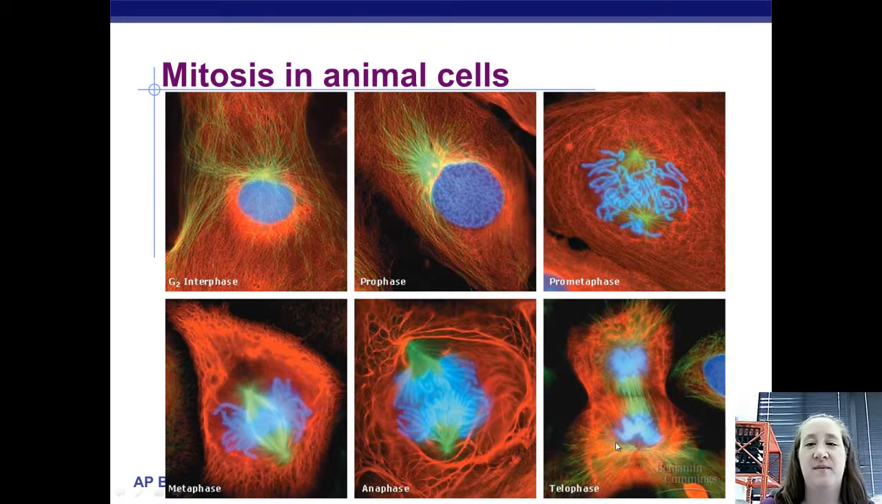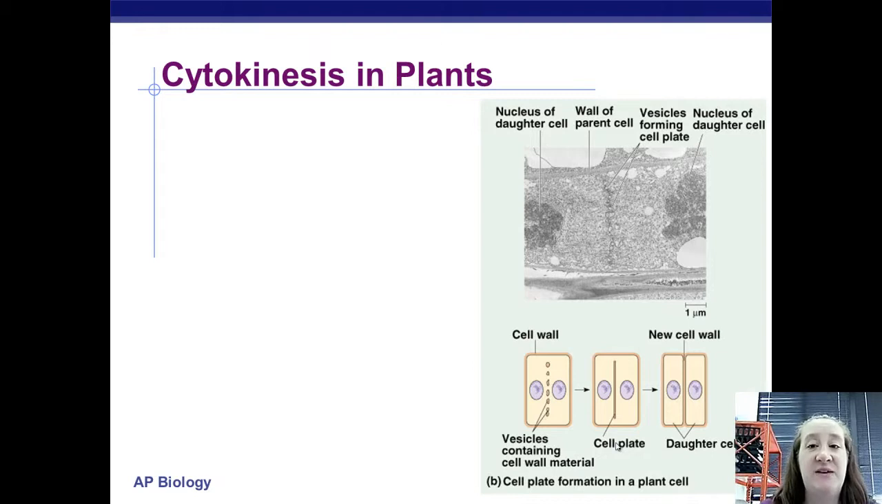Right, and there's another really pretty picture of it. Isn't that fun? All right, plants have slightly different cytokinesis because they don't just have a membrane. They also have a cell wall. So the cell wall and the membrane have to be formed to make your two distinct cells.